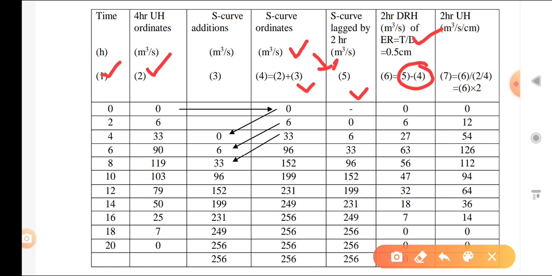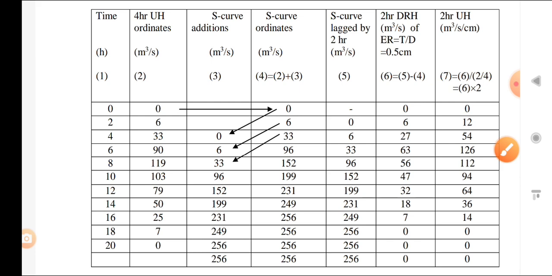Now we have to convert that DRH to unit hydrograph. How are we converting DRH to unit hydrograph? We have to divide the ordinate of DRH by effective rainfall. So here it is 0.5, so when it is divided, it is multiplied by 2. So column 7 will be column 6 multiplied by 2. In that way you can see the required solution.